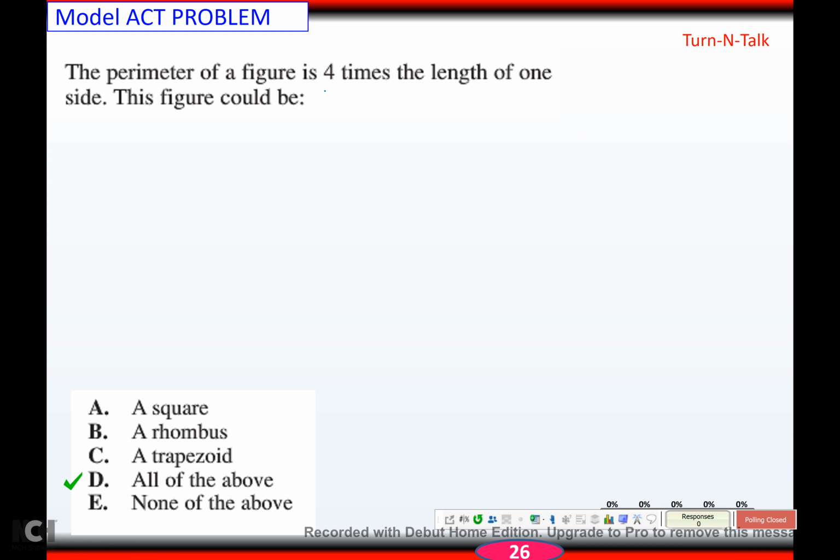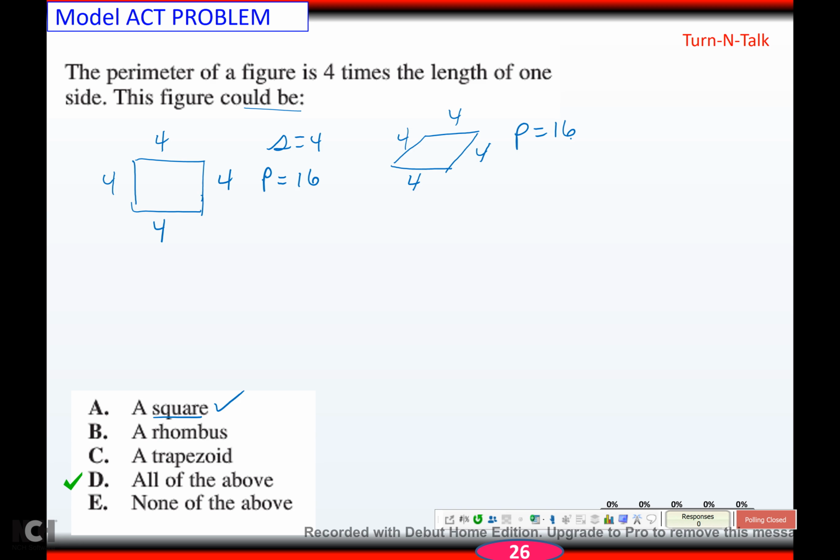The perimeter of a figure is 4 times the length of one side. This figure could be, well, if I look at a square, and I say that this is 4, then this is 4, and this is 4, and this is 4. So the length of one side is 4, and my perimeter would be 16, which is 4 times 4, so yes, a square works. A rhombus has 4 equal sides, so again, if this is 4, then this is 4, and this is 4, and this is 4, and the perimeter would be 16. So again, the perimeter would be 4 times the length of the side.